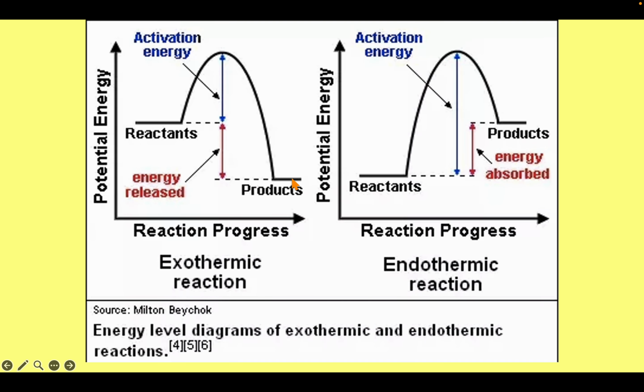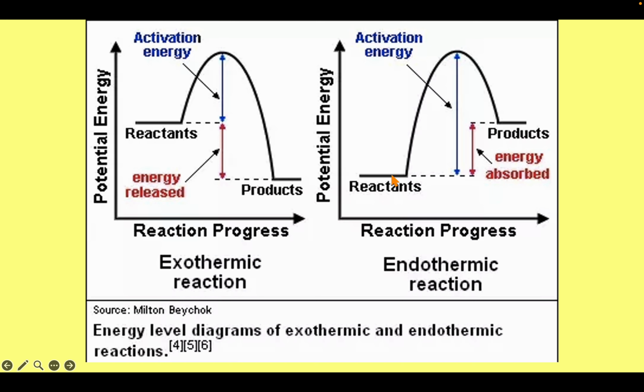Okay, your products down here have less energy than the reactants. You can see that because they're lower on the potential energy scale. And your reaction progress, this is basically time. So they start as reactants, and then they gradually change to the products.